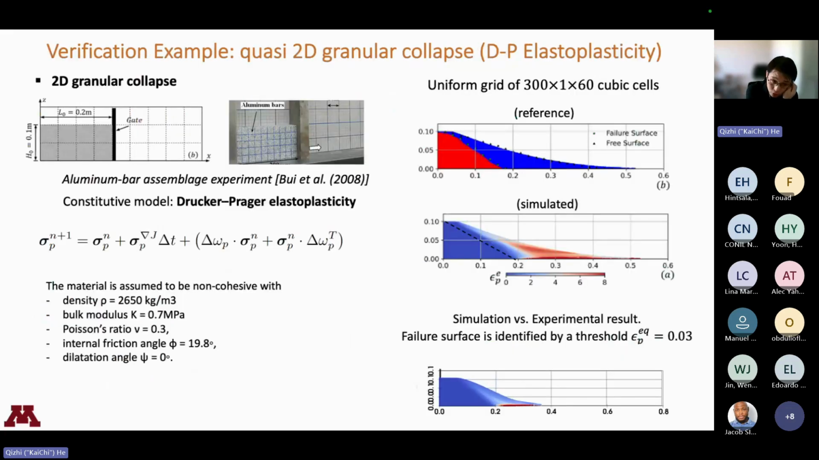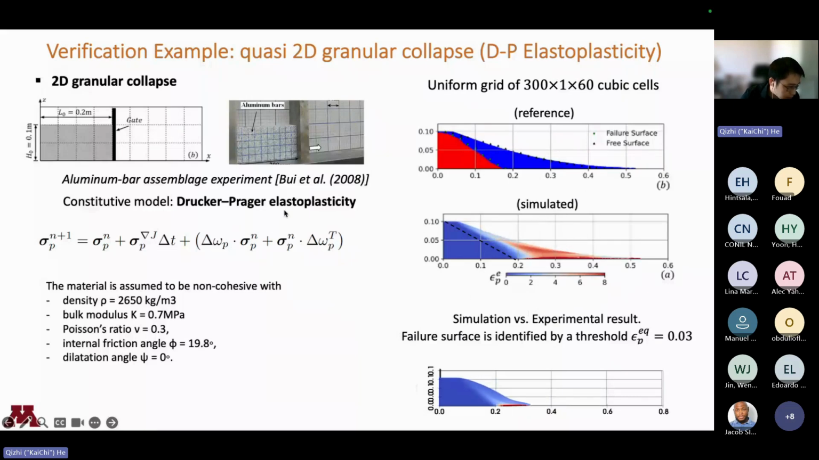I just want to show you that, of course, we first perform some comparison in terms of forward simulation to make sure our code development is legit and accurate. We compare on this classical 2D granular collapse, and we can accurately capture the behavior compared to the reference.